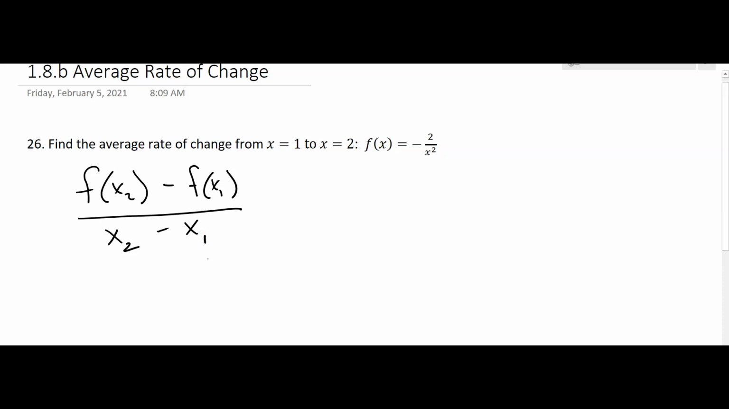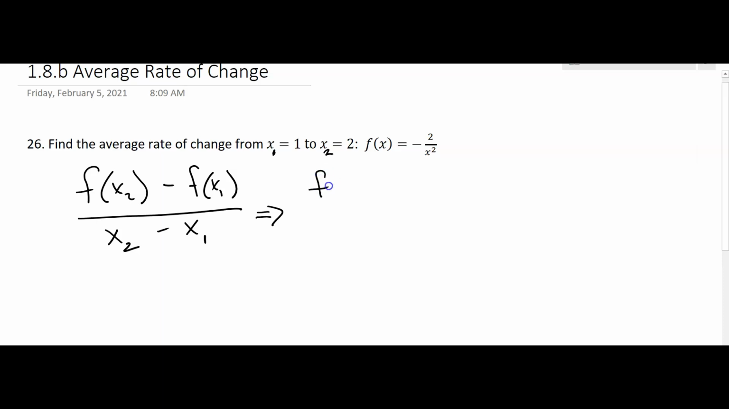Now they have to give us the range, the x values. So I'm going to make this first one x sub 1 and the second one x sub 2. They don't say that. They just say from x equals 1 to x equals 2. But it'll help me when I go to write this if I write it that way. Okay, so x sub 1 is 1 and x sub 2 is 2.